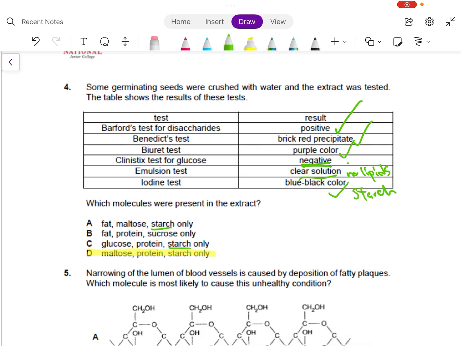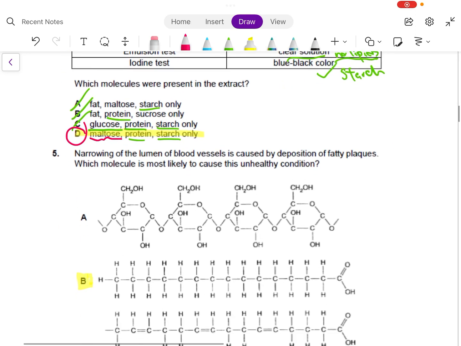Okay, so we look at the various options. Everything with starch is still an option. Everything with protein is still an option. But we see that there's no lipids present, so A and B are ruled out. We also see that the Benedict's test for glucose is negative, so C will be out. The best answer therefore is D. After all, this is maltose and it's a reducing sugar.